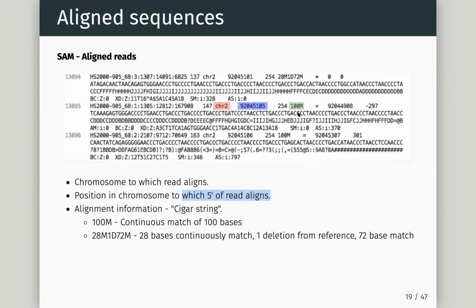And then we have here in green our alignment information. It's actually called the CIGAR string, and it's another way of encoding information.